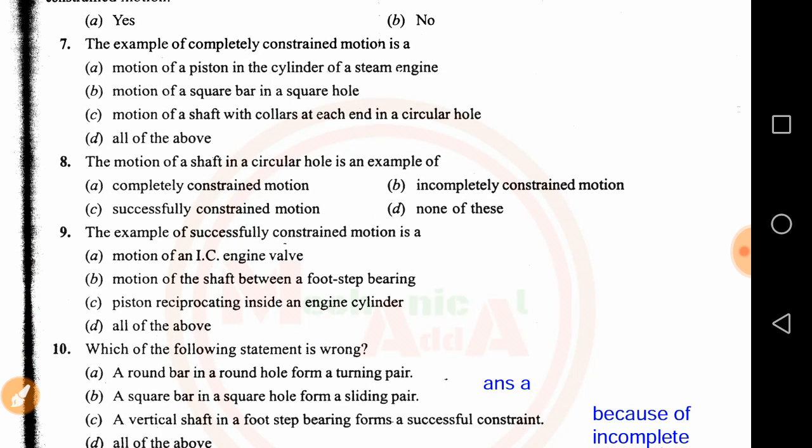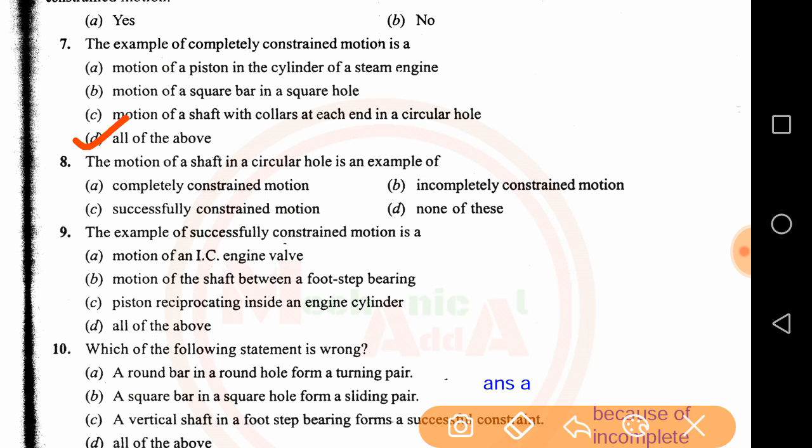Next, the example of completely constrained motion is motion of a piston in a cylinder of a steam engine, motion of a square bar in a square hole, motion of a shaft with collar at each end in a circular hole, all of the above. Option D is correct. All of these options are correct.